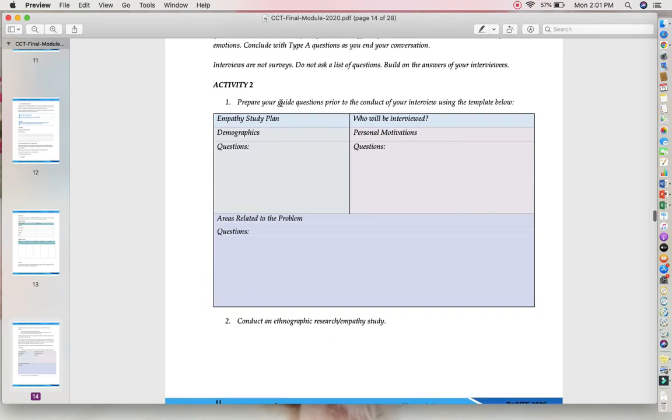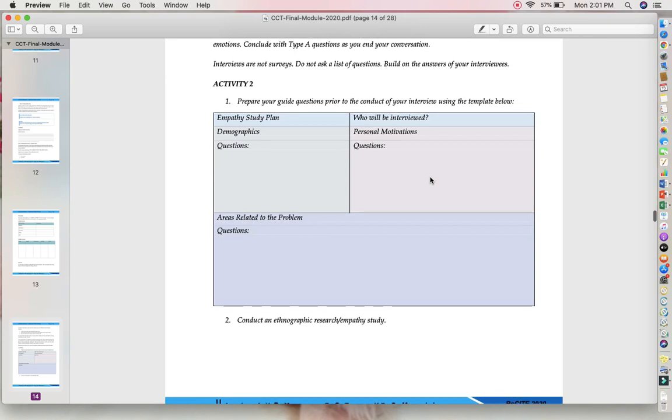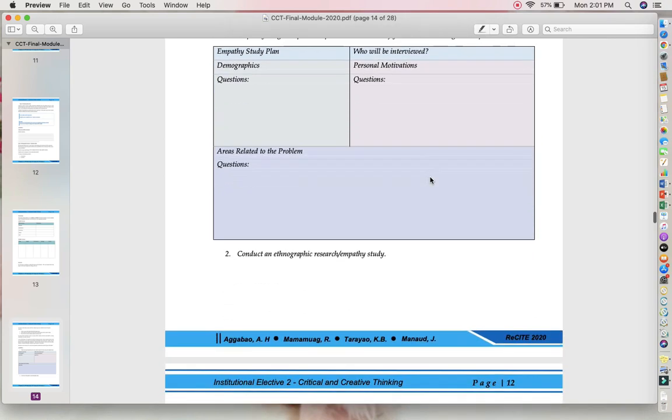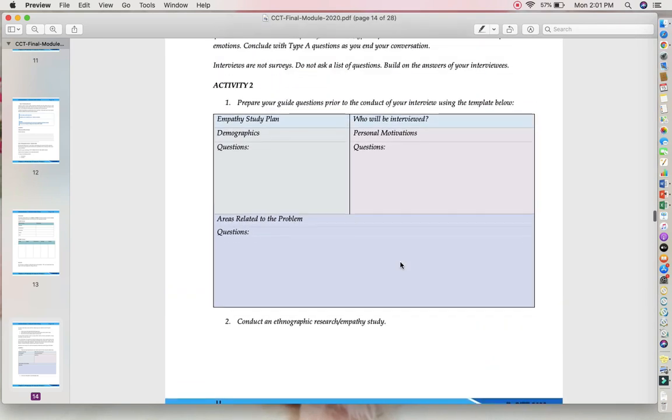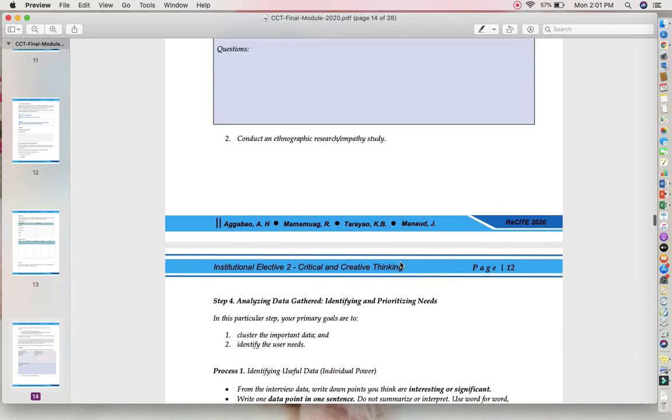Activity 2. Prepare your guide questions prior to the conduct of your interview using the template below. This is your empathy study plan: demographics and questions, who will be interviewed, personal motivations and questions, areas related to the problem, then questions. Conduct an ethnographic research or empathy study. Okay, that is only for activity 2.